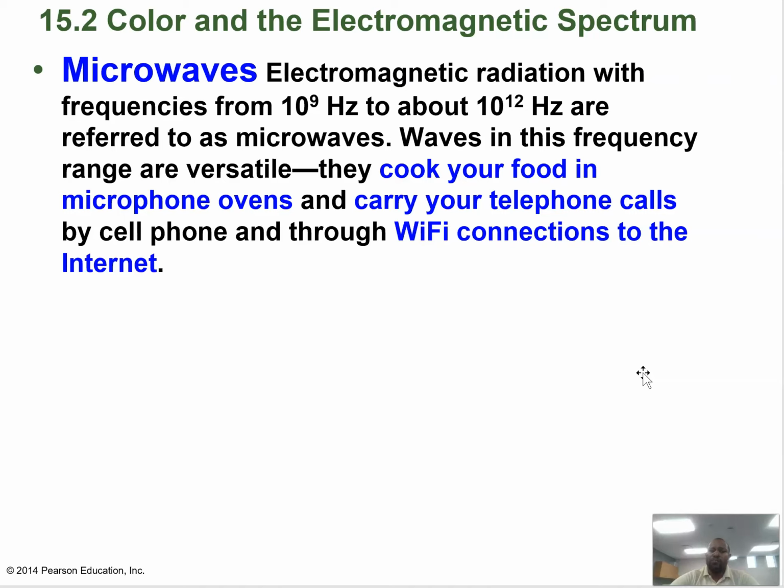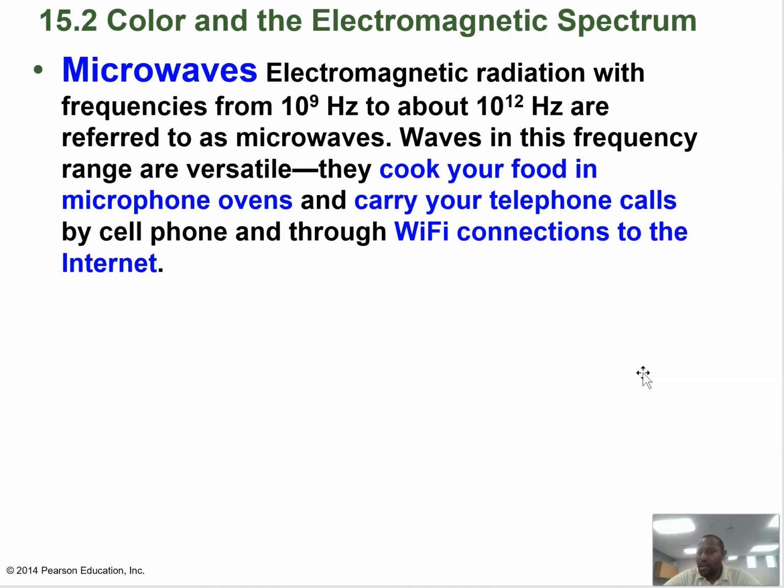And the other wave is a microwave. A microwave is electromagnetic radiation with a frequency from 1 billion to 1 trillion, okay, from 10 to the power of 9 to 10 to the power of 12 hertz. These are referred to as microwaves. Waves in this frequency range are versatile.